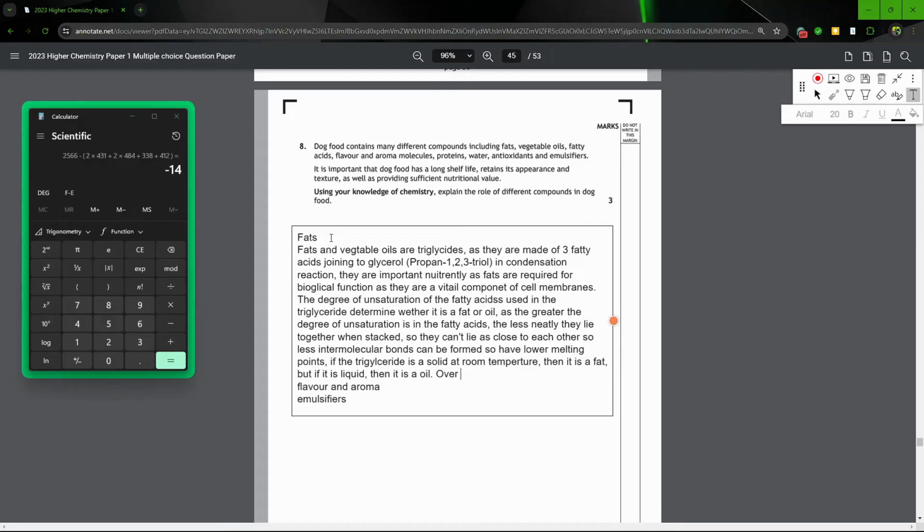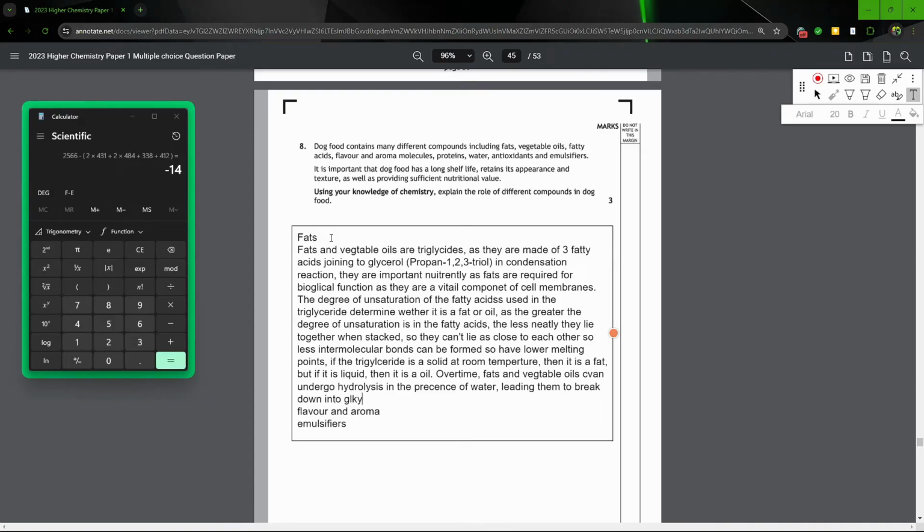Over time, fats and vegetable oils can undergo hydrolysis in the presence of water, leading them to break down into glycerol and fatty acids, which would sour the taste and reduce nutritional benefit.